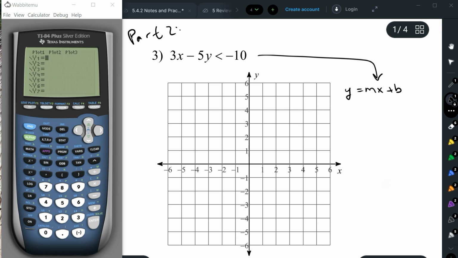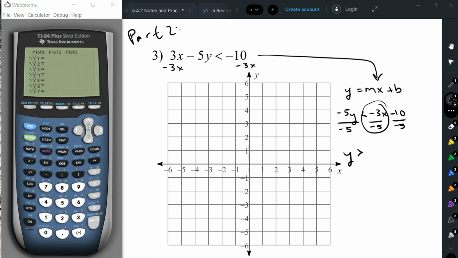So we're going to subtract 3x, and that means we're going to have negative 5y is less than negative 3x minus 10, and then divide everything by negative 5. Now, just like before, if you divide by a negative, that's going to change the direction of the sign. So we're now dealing with a greater than sign, and positive 3/5 is our slope, and positive 2 is our y-intercept. Plotting that out, we have 2 as the y-intercept, up 3 over 5.